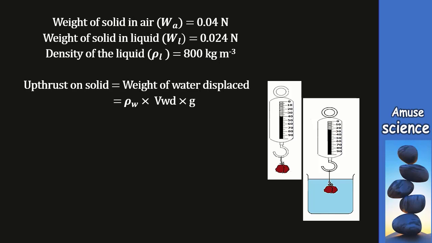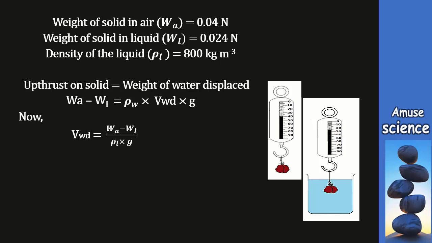We also know that upthrust on the solid is given by the weight in air minus the weight in the liquid. So by making the volume of the liquid displaced the subject, we are going to get the weight in air minus the weight in the liquid divided by the density of the liquid multiplied by acceleration due to gravity. We have all that we need. We just have to substitute in the values.